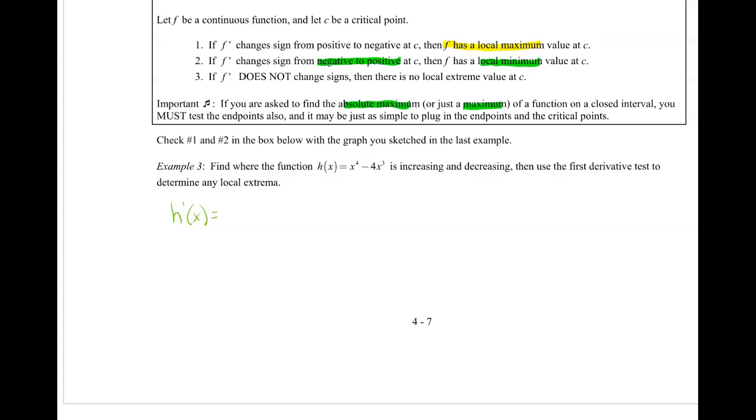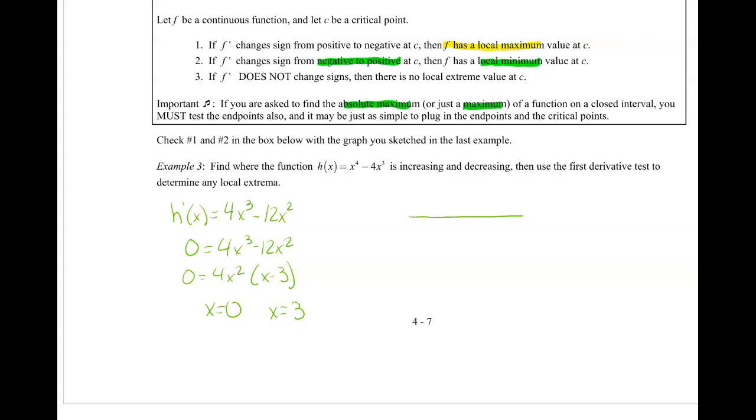So then I would get 4x cubed minus 12x squared, and then I would set that equal to 0. So I've got 0 is equal to 4x cubed minus 12x squared. Factor out my GCF, which should just be 4x squared times x minus 3, which tells me that my critical points are going to be at x equals 0 and at x equals 3, setting each one of those factors equal to 0 like we did since Algebra 1.